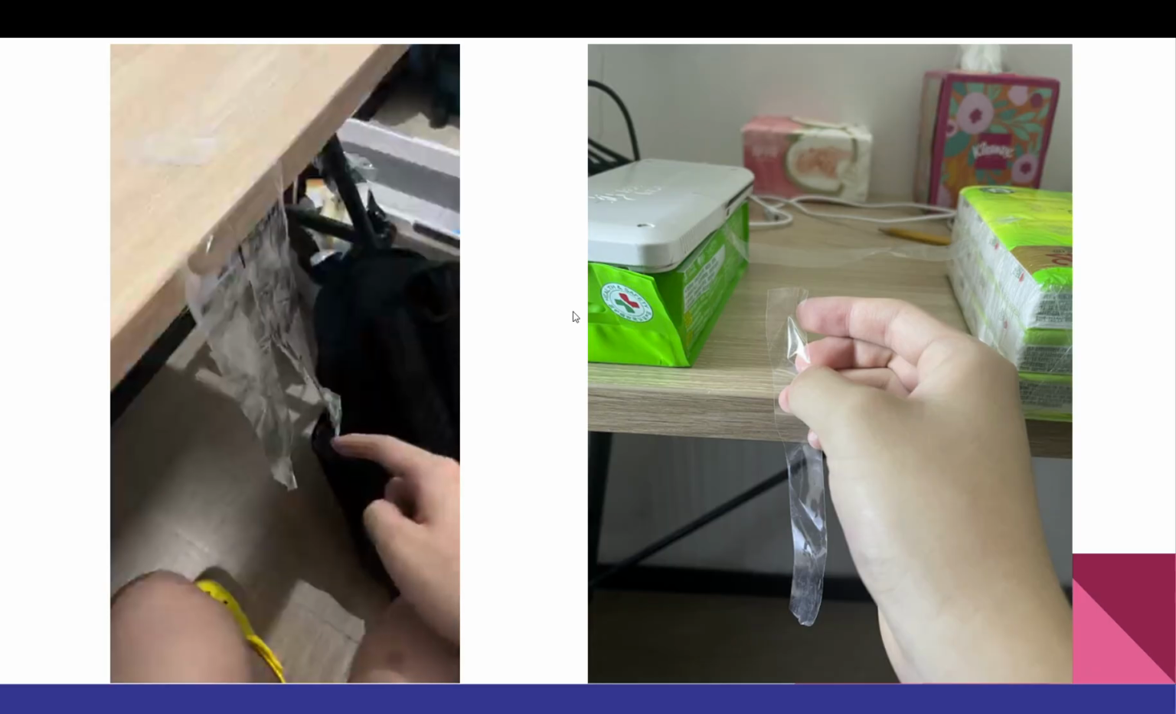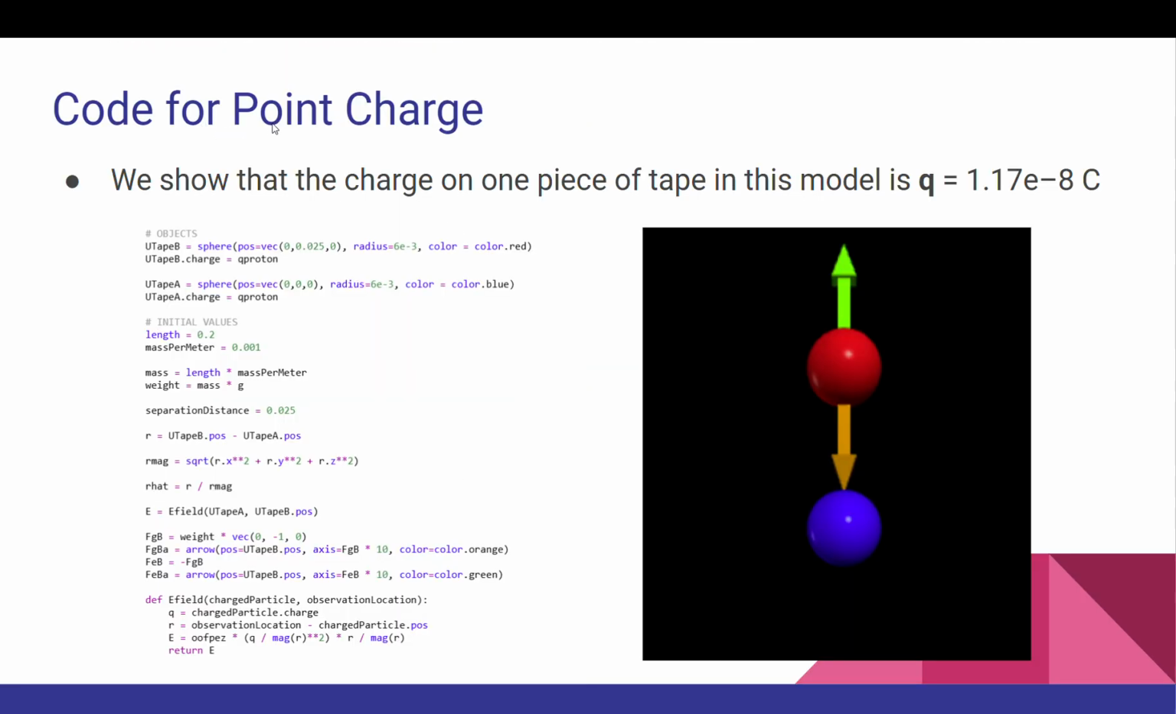As for the actual coding, here's my code for the point charge system. As you can see below, Q equals 1.17 e negative 8 coulombs for this instance of one piece of tape as one particle for each piece of tape in this case. So here's the model as well as the code.